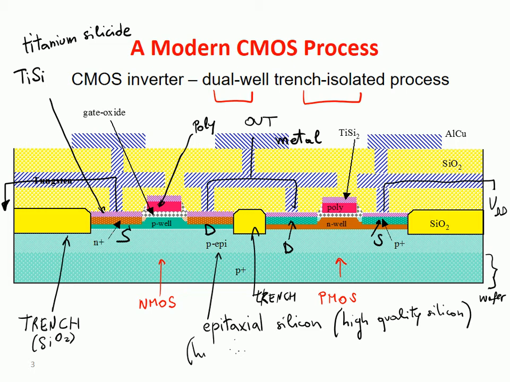And trench isolation is something that we have since the second half of the 90s. It's a relatively recent process. Okay. Now, we need to understand how we arrive at this structure, starting from a single silicon wafer. A wafer is a slice of a much larger silicon crystal.